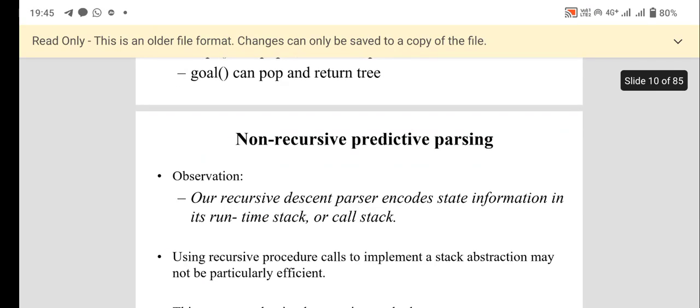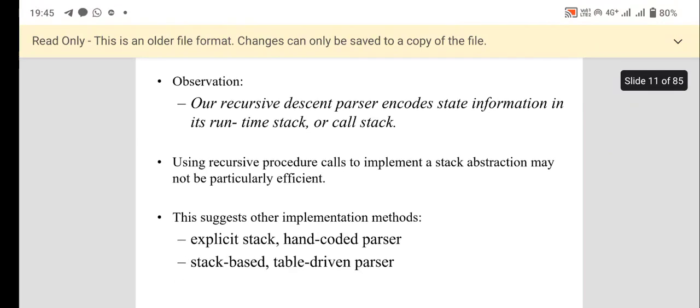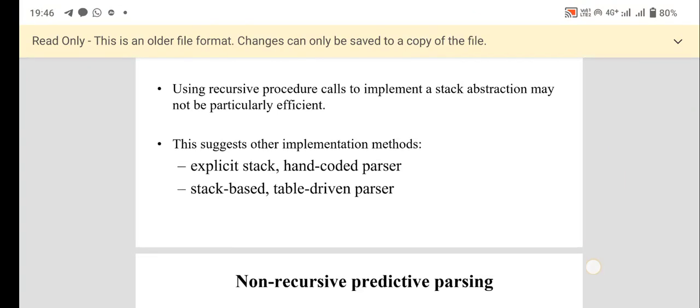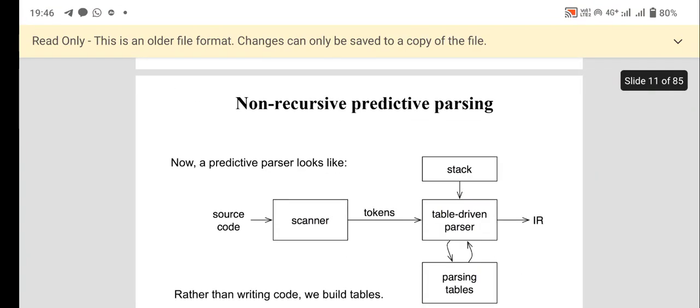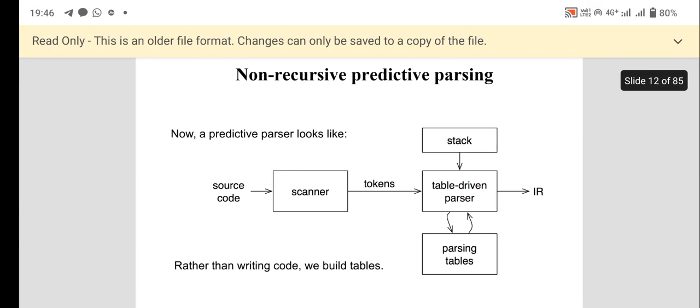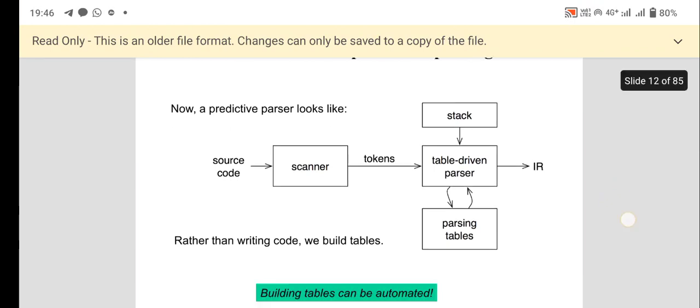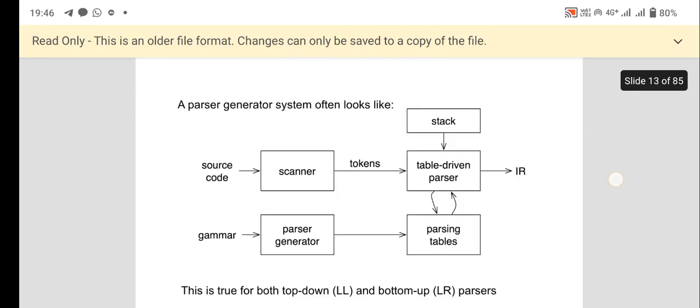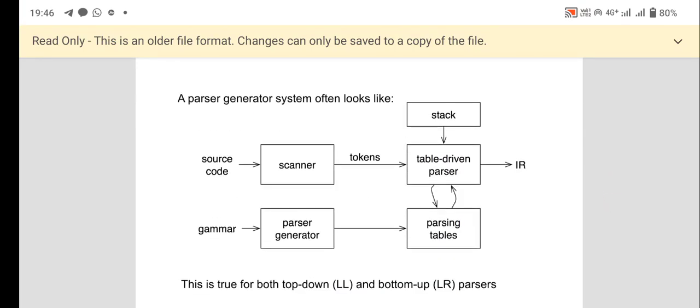Right, non-recursive predictive parsing. Our recursive descent parser encodes state information in its runtime stack or call stack. Using recursive procedure calls to implement a stack abstraction may not be particularly efficient. So we go for other implementation method, explicit stack and stack based method. Under non-recursive predictive parsing, right, we are having the scanner, then tokens are given to the table driven parser, which is using stack and the parsing tables. Right, so if you see here we have two types of parsers, top down parser and bottom up parser.